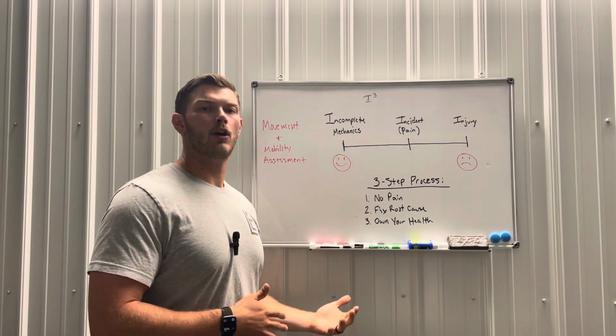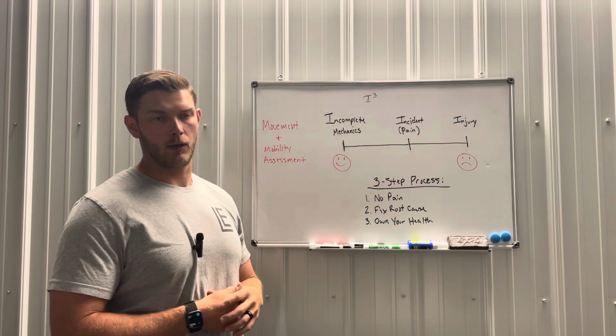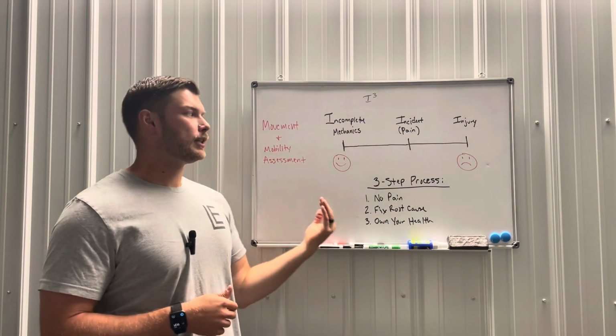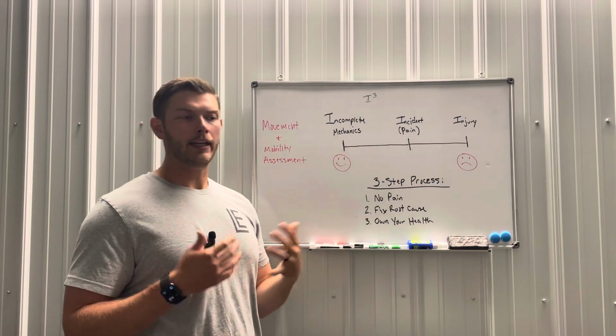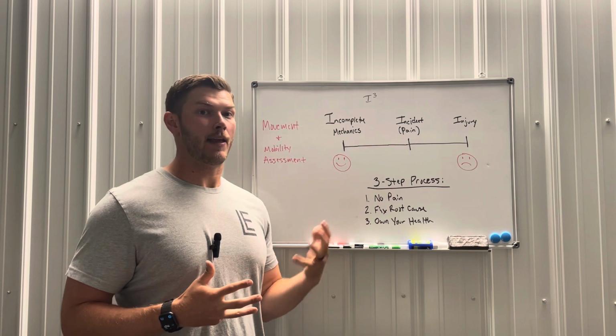So, if you saw our video before describing the movement and mobility assessment, we talked about our IQ method, where we have incomplete joint mechanics, instant level pain, and injury. And we describe this as being a sliding scale. Injuries, pain is not black and white, guys. It doesn't happen and then not happen.